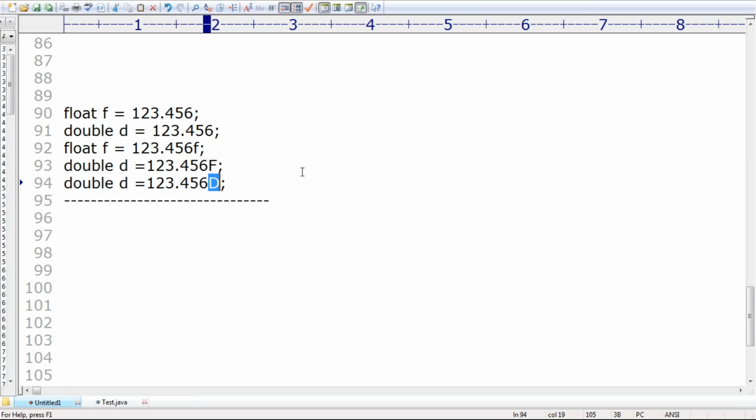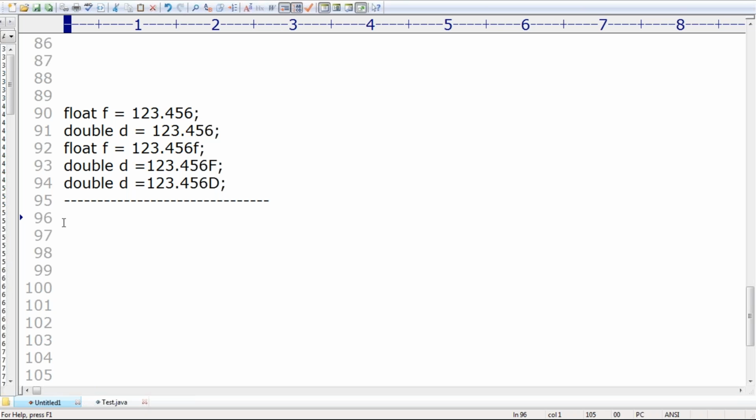Not required. That's why most of the time we are never going to use it, but still it is acceptable. Clear, right? After this, sir, what about floating point literal? By default, what type? Double type. If you want to specify it explicitly as float type, then compulsorily we have to specify it explicitly with a small f or capital F. That's all.